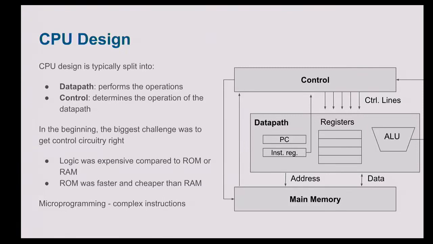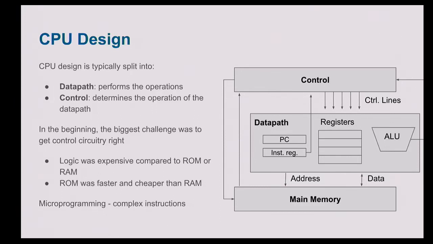Well, how come this ISA is important? How does it all work? Well, it all comes to CPU design. The main two parts of CPU design are the data path and the control part of the CPU. The data path is the muscle, the brawn of the CPU. And the control part is the brain, which controls what the data path is doing.